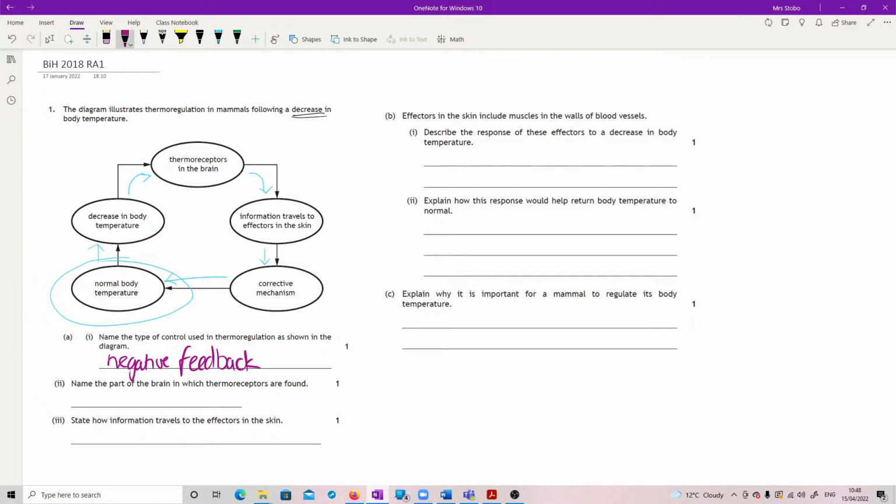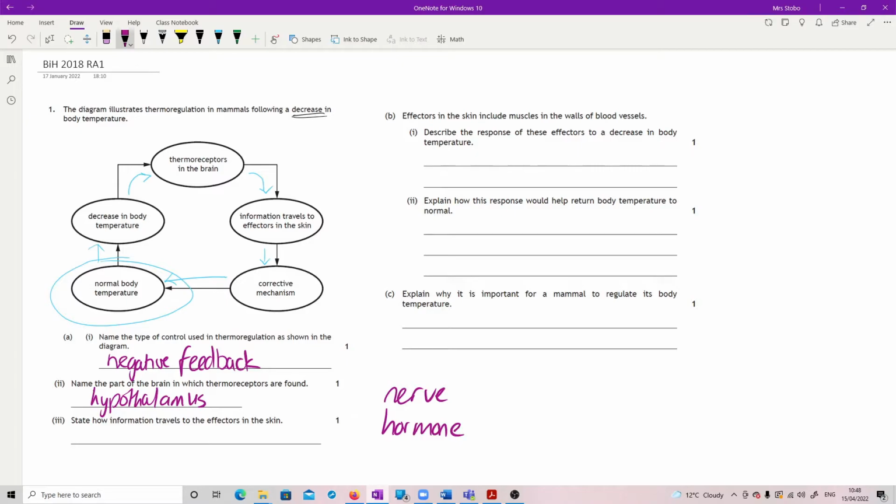Name the part of the brain in which the thermoreceptors are found. No option on this one, this is the hypothalamus. State how information travels to the effectors in the skin, right? So there are two mechanisms by which you can get information from a negative feedback loop. It's either going to be nerve or it's going to be hormone.